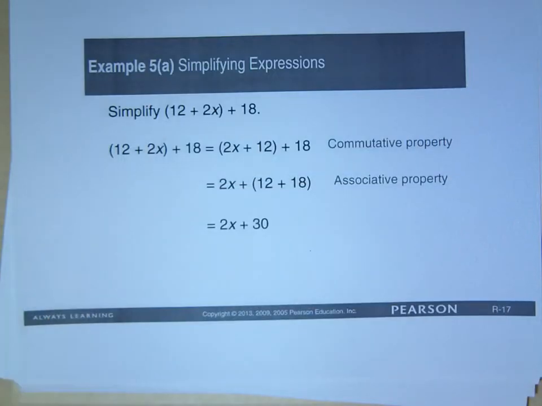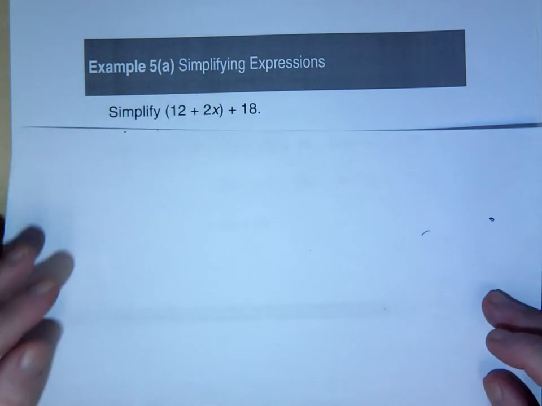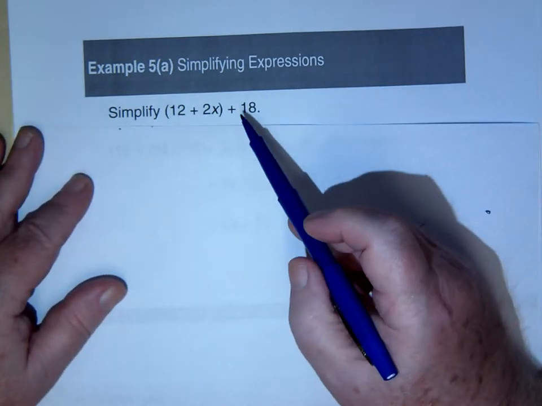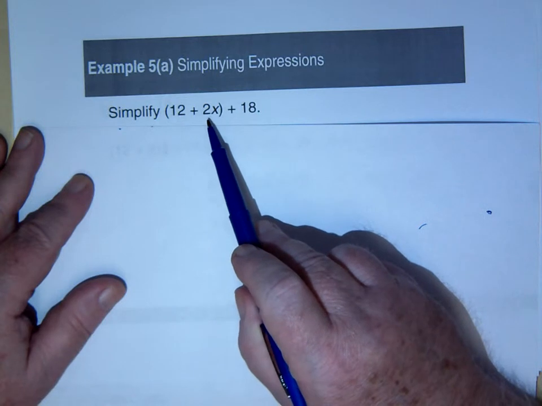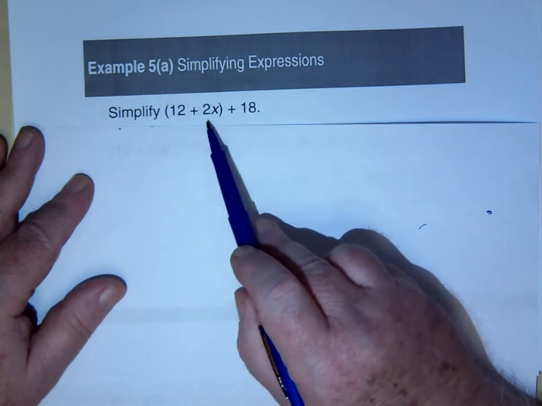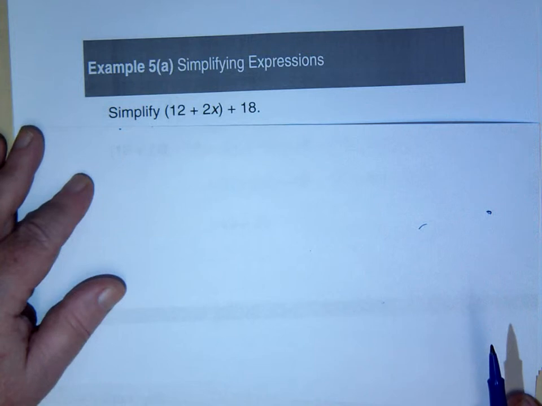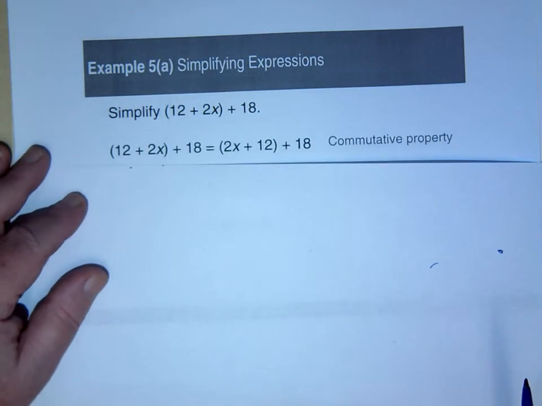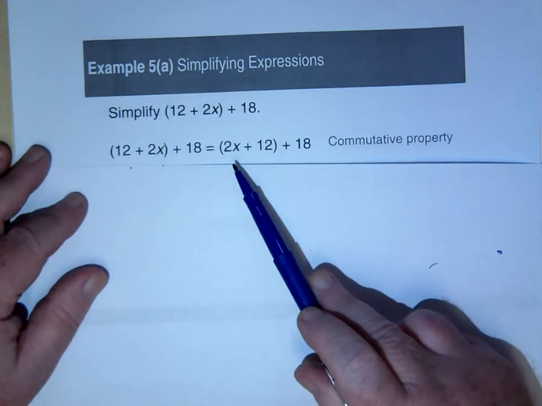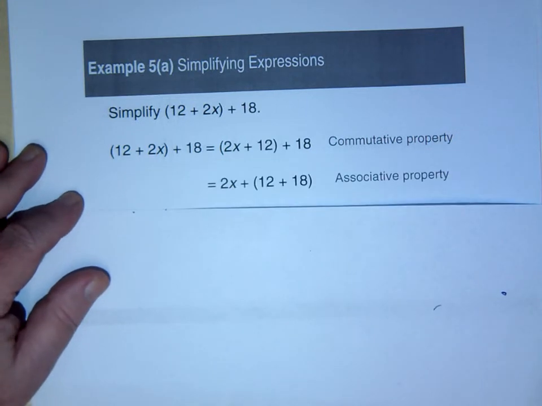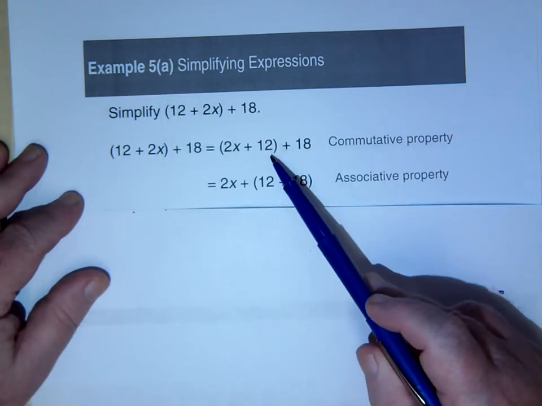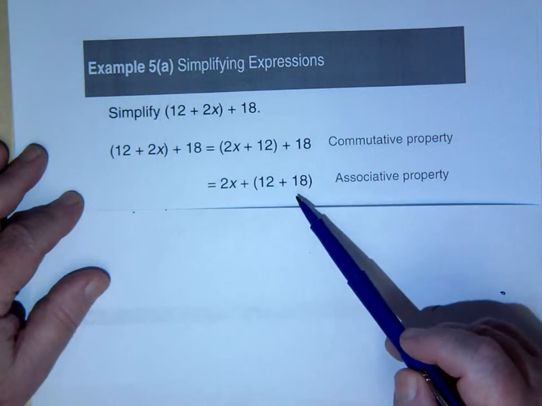So let's look at simplifying this expression. To simplify this expression, first thing we're going to do is use the commutative property, and we will change the order here, because if I add, I can change the order. Instead of 12 plus 2x, we say 2x plus 12. And then we're going to do some regrouping. We're going to group the 12 and 18 together, and that will give us 30.